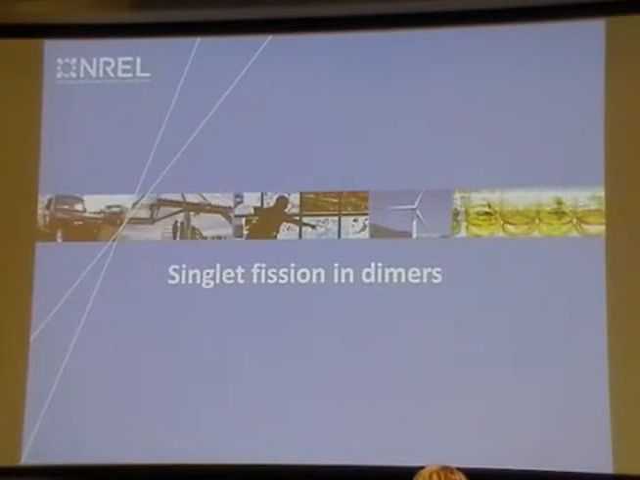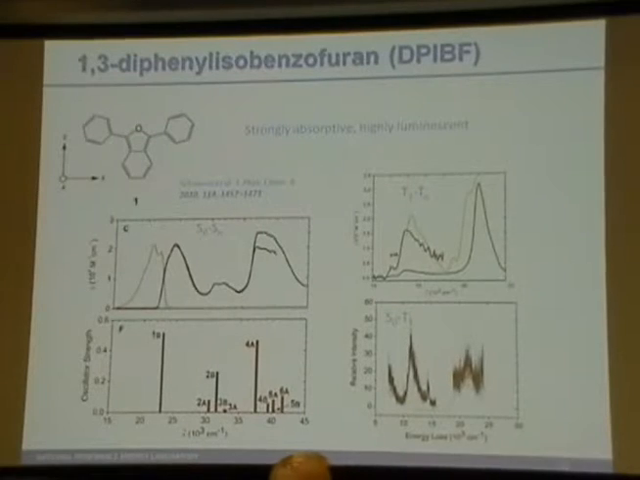So I'm going to show some actual experimental results for dimers and for crystals. Again, it's mostly from this system that I mentioned earlier. It's a good model system. It has the right energetics, and we've studied it a lot, so we know it well. So we tend to go back to it time and again.